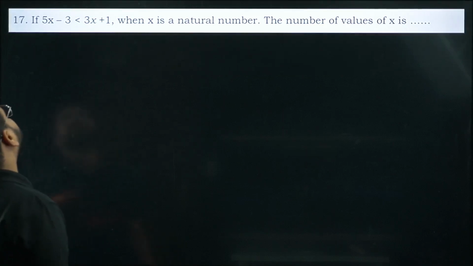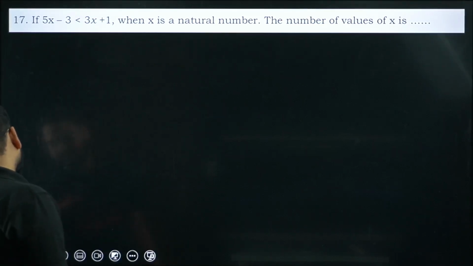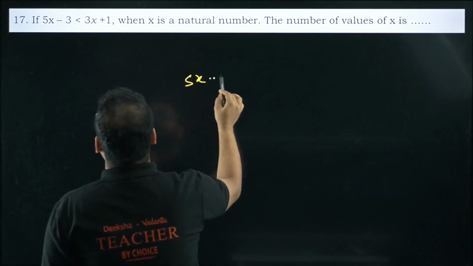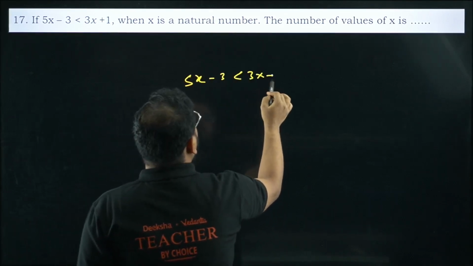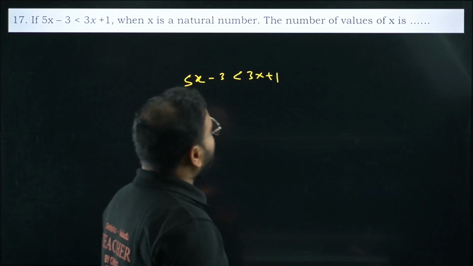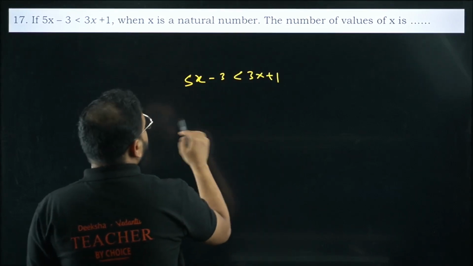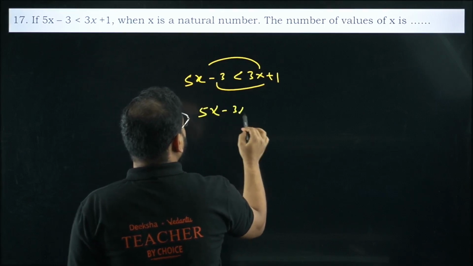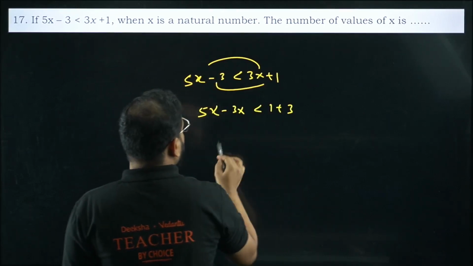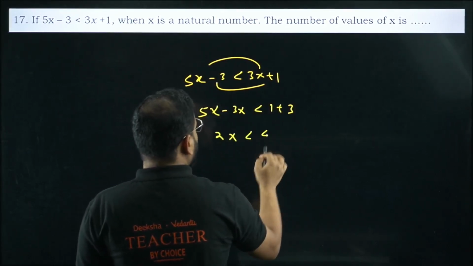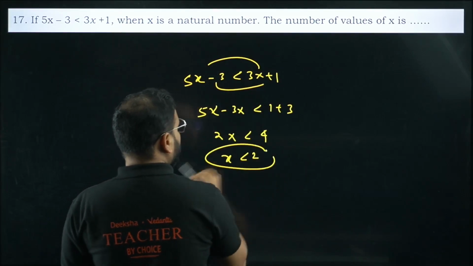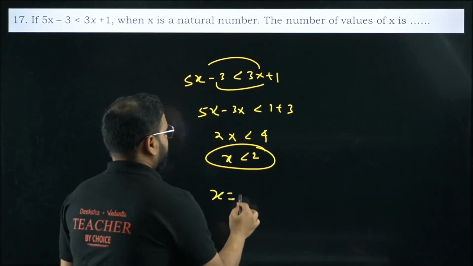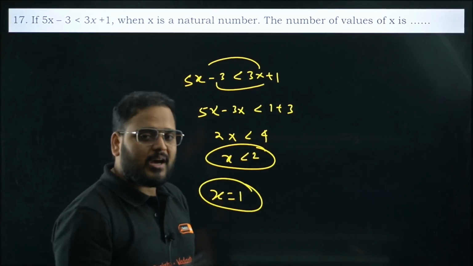5x minus 3 less than 3x plus 1. Let us solve it. What I'm getting over here, 5x minus 3 less than 3x plus 1, when x is a natural number, values of x. Okay, let's solve it. Bring this over here, bring this on this side. I get, bacha, 5x minus 3x less than 1 plus 3. I'm getting here 2x is less than 4, x is less than 2. Natural numbers before 2, only 1, right? Natural numbers before 2, only 1. So how many answers? Only one answer.